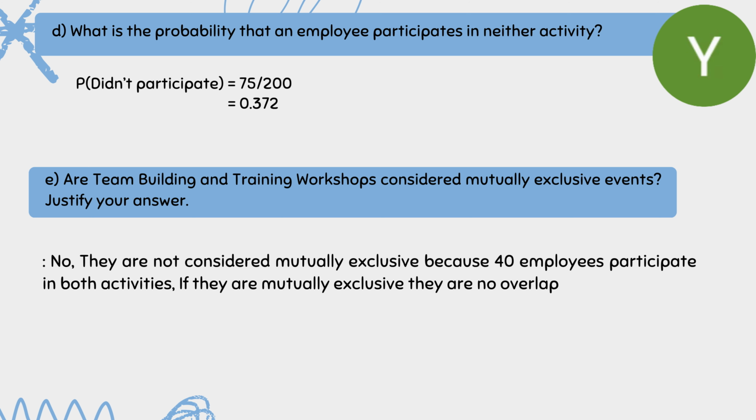And question E. Are team building and training workshop considered mutually exclusive events? Justify your answer. No, they are not considered mutually exclusive because 40 employees participate in both activities. If they were mutually exclusive, there would be no overlap.